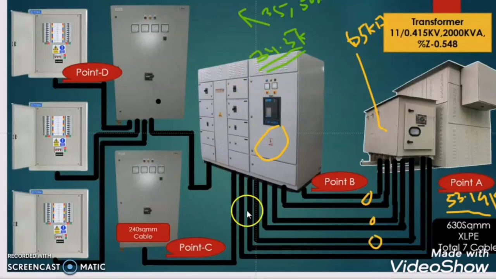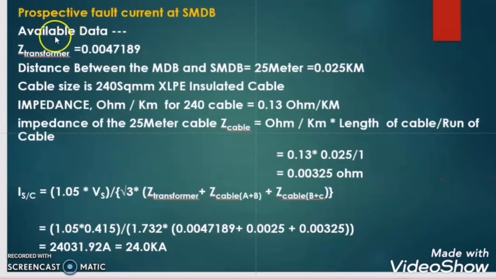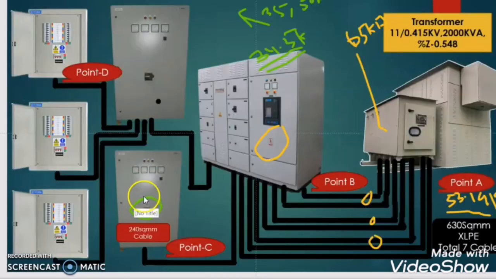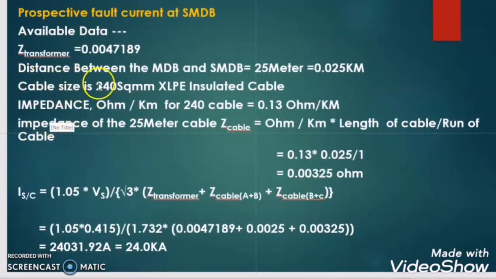Now let us calculate the prospective short circuit current at the SMDB level. What is the available data? We have the transformer impedance. The distance between the MDB and SMDB is 50 meter, so the cable length is 50 meter. The cable size is 240 square mm XLPE insulated cable, 1 run.